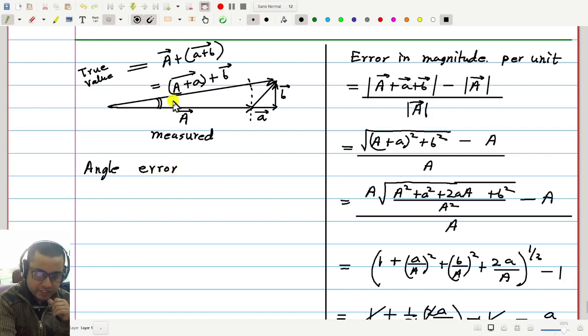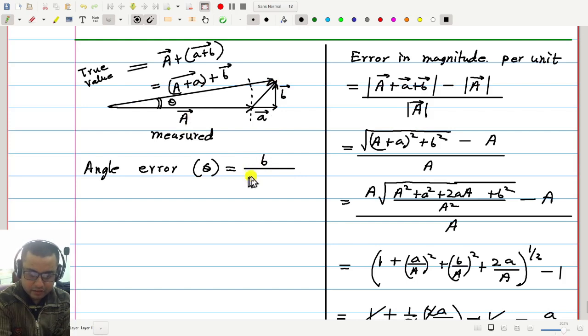Okay, now angle error is this theta, and when this vector itself is a small vector, then this angle will also be small, and then theta, tan theta, sine theta, all are approximately equal. Okay, so then this theta you can write is b divided by a plus A. Okay, and then I will approximate this, assuming that little a, little b are much smaller quantities compared to capital A.